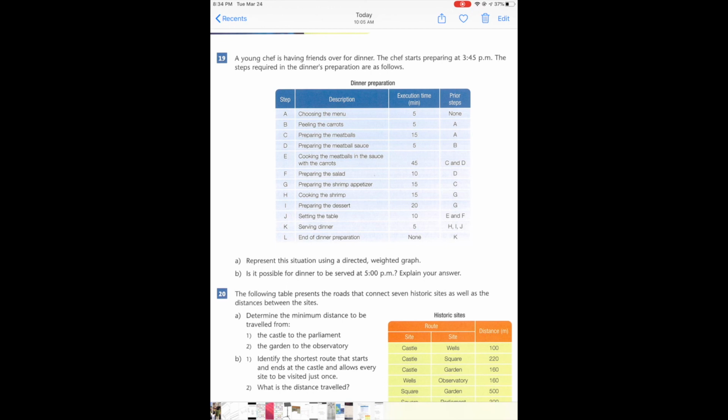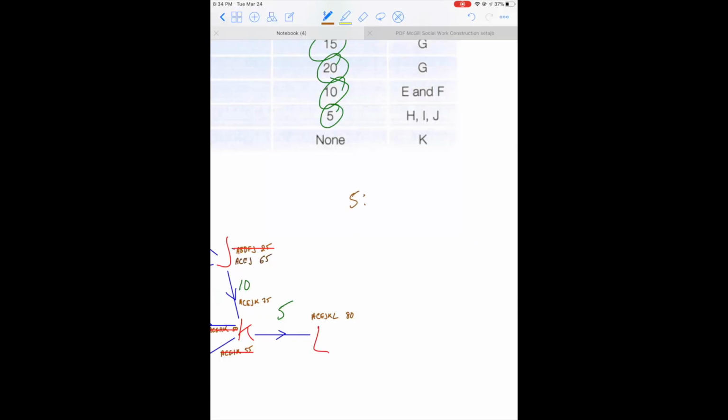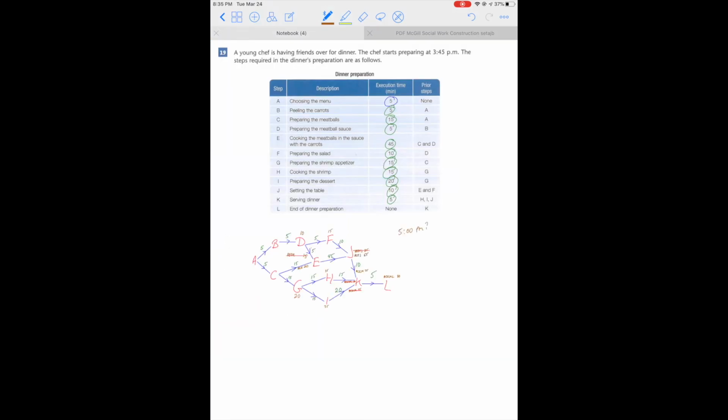Is it possible for dinner to be served at 5 p.m.? Explain your answer. Well, we're starting at 3:45, and then we're going to add 80 minutes. There's 60 minutes in an hour, so we're adding an hour and 20 minutes. 80 minutes is an hour and 20 minutes.